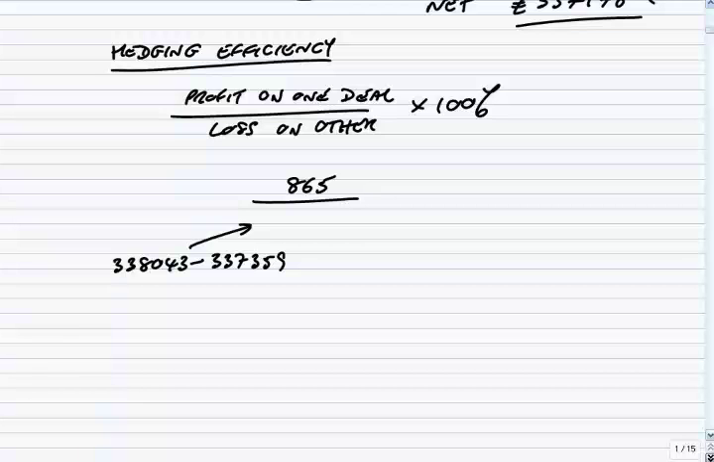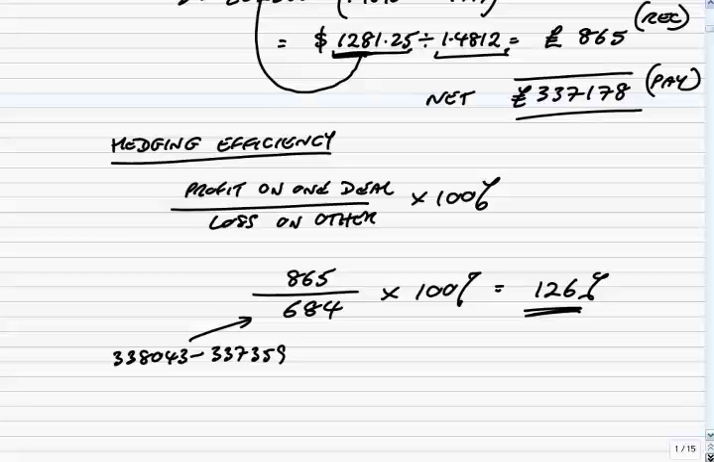338,043 minus 337,359 is 684. And so we lost 684, but we gained 865. The efficiency is 126%. And I did say earlier, if the efficiency is more than 100%, it means you've made a net gain, which we have. The net result, a payment of 337,178 as against 337,359, we have gained a little bit. So no problem.